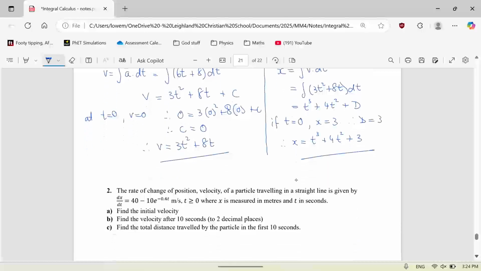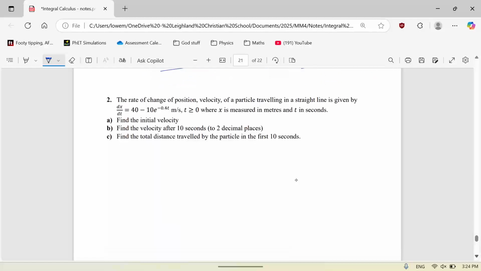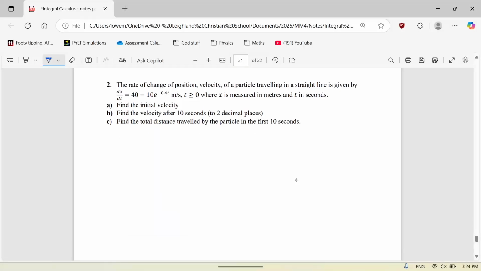All right, let's apply what we know to the next question. Here we've got the rate of change of position, which is velocity. Velocity is the rate of change of position of a particle travelling in a straight line given by this rule: v equals dx/dt equals 40 minus 10e to the negative 0.4t meters per second. Clearly, time t must be greater than or equal to 0. We've got our position in meters and our time t in seconds.